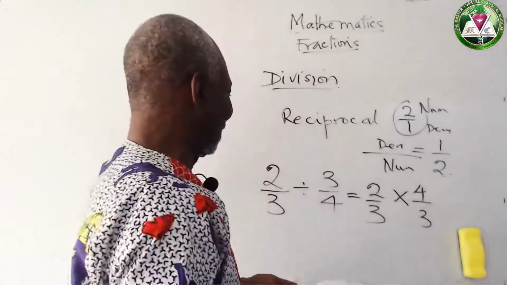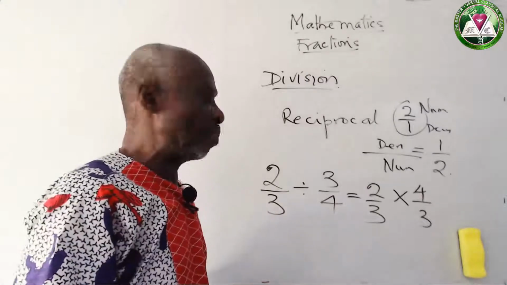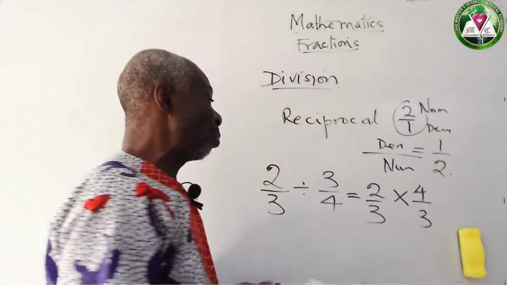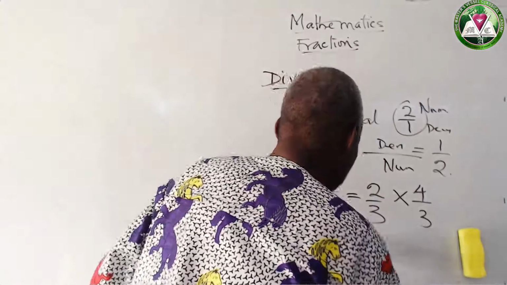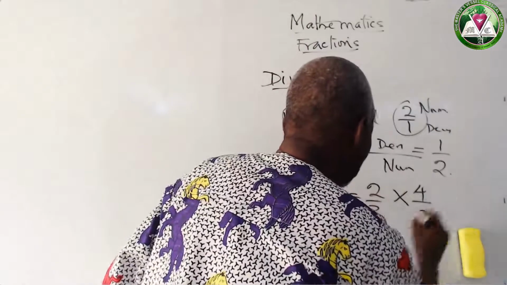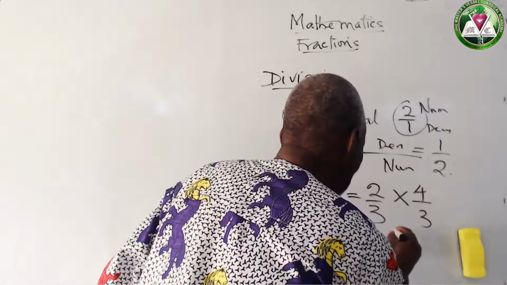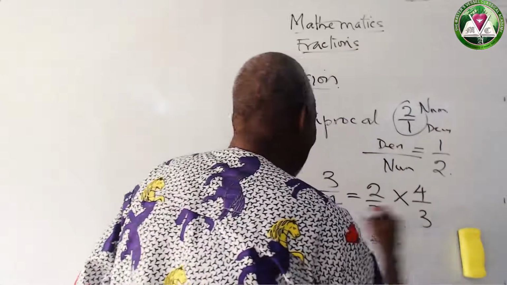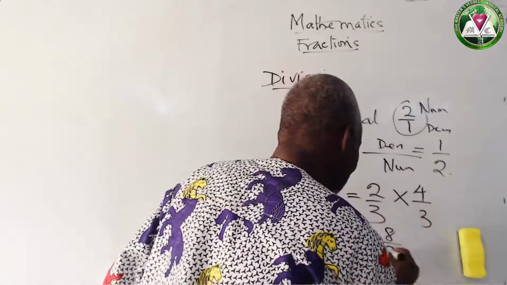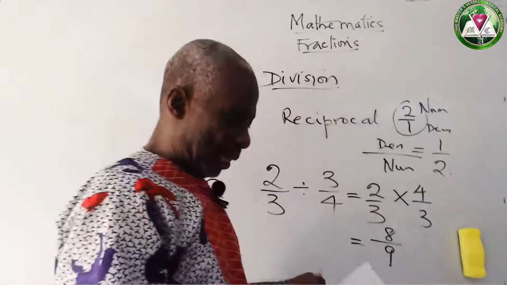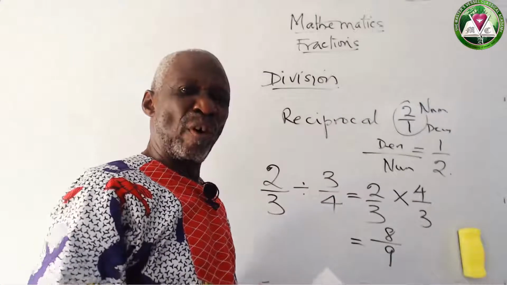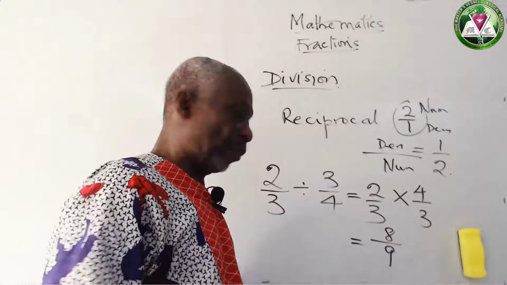Then after that, we can start simplifying. Remember that we said, what did we say? Multiply out the numerators. 2 times 4, you have 8. Multiply the denominators, 3 times 3, and that is 9. That is what is involved in division.